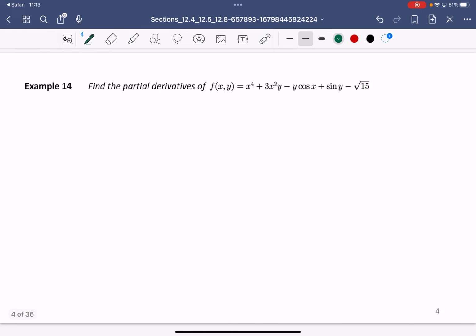So example 14: I want you to find the partial derivatives for this function. As you learned before in differential equations, when the question says find the partial derivatives, it means you take the derivative in two ways. The first one, you take the derivative of f with respect to x, and the second, you take the derivative of f with respect to y. When you take the derivative with respect to x, it means you treat y as a constant.